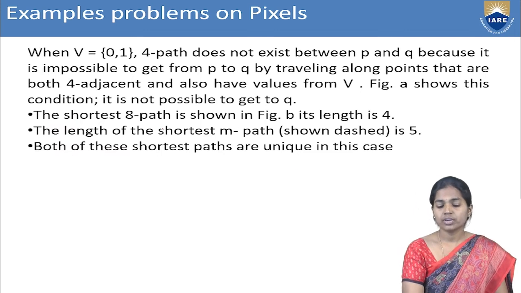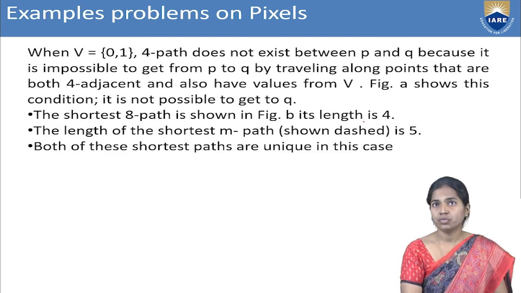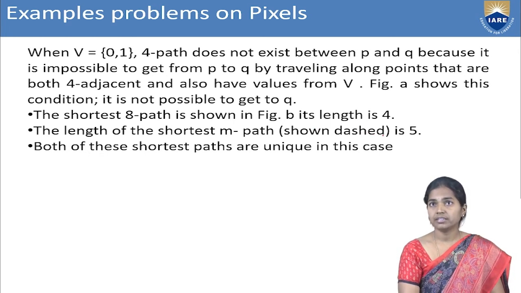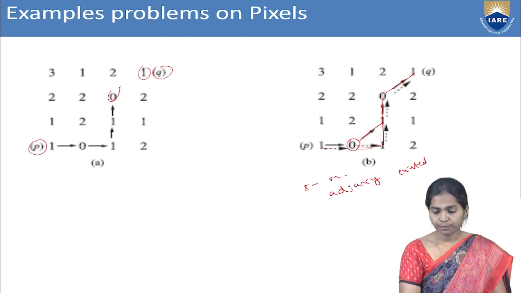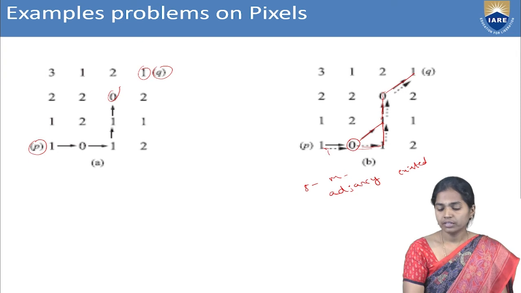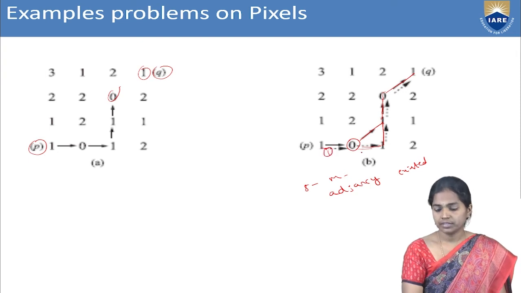So in this, the shortest path, the length is 4 for M adjacency. When we go for 8 adjacency, the dashed line we are representing the M path and the straight line we are representing the 8 path. Then what is the distance from here? 1 to 0, 1 distance. Here 2, this one is 3, 4, 5.